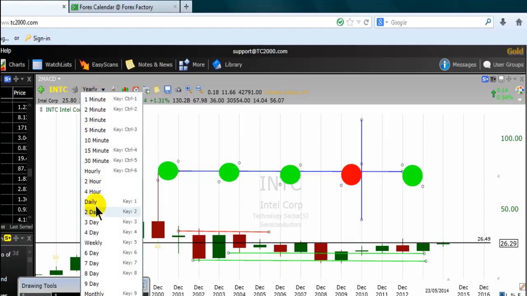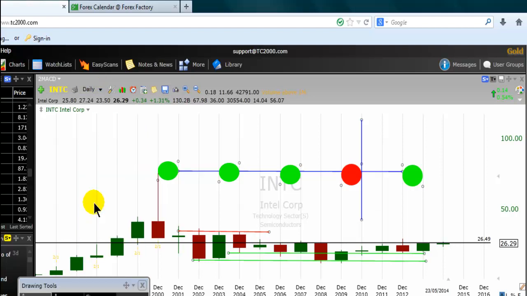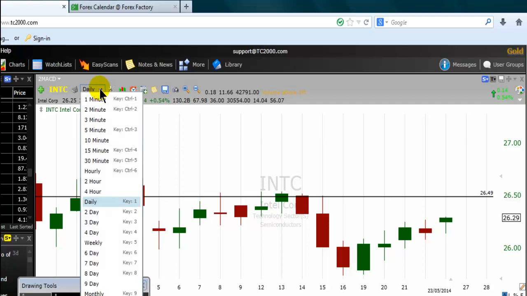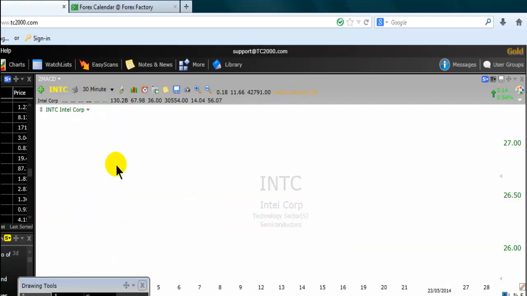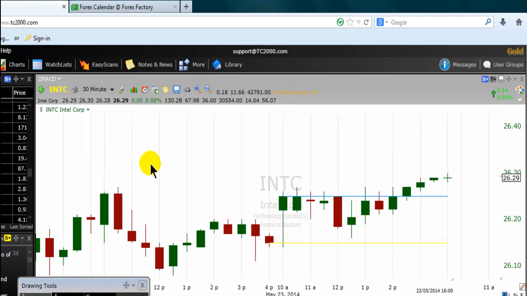Though, as I show you now, Forex Factory has put it as a low impact news. We should put it as a high impact news, okay? I'm going to go now to the 30-minute chart. Let's see.